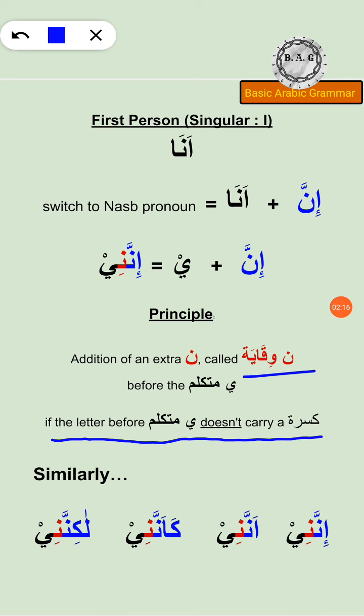Similarly, we have innani, we have annani. Alright, so I hope that you know your huruf nasab by now. Inna, anna, ka anna, laita, lakinna, la'alla. Okay, so we have annani, we have ka annani, we have lakinnani. Okay, so these are your combinations.